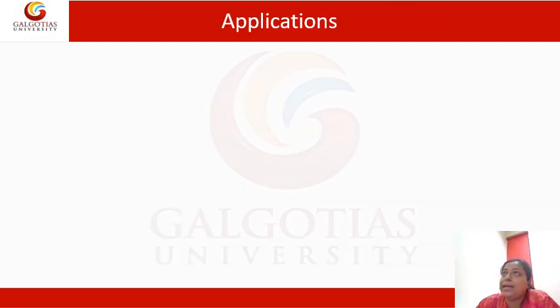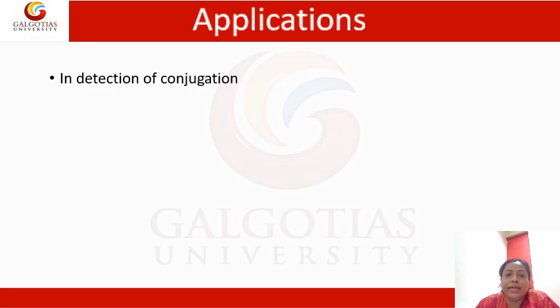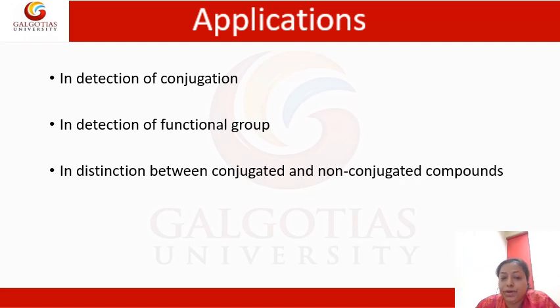So now a few applications of ultraviolet spectroscopy. It helps in the detection of conjugation and unsaturation in organic compounds. So in an organic compound, if you have a double bond or a triple bond, or a carbonyl group or any kind of conjugation, that can be very easily detected by UV spectroscopy. It is also used for the detection of a few functional groups and in distinction between conjugated and non-conjugated compounds. Obviously, if you have one compound which is conjugated and one which is non-conjugated, with the help of the spectrum obtained from UV, you can distinguish between the two.